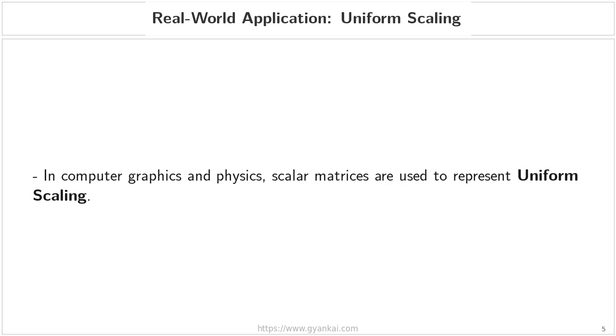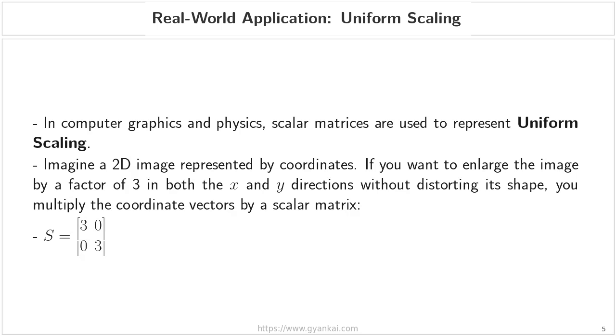Real-world application: uniform scaling. Now that we have learned how to identify a scalar matrix through the previous examples, let us explore how this mathematical concept is applied in the real world. In fields such as computer graphics and physics, scalar matrices are used to represent a process called uniform scaling. To visualize this, imagine you have a two-dimensional image represented by a set of coordinates. Suppose you want to enlarge this image by a factor of 3 in both the x and y directions, but you want to do so without distorting the shape of the image.